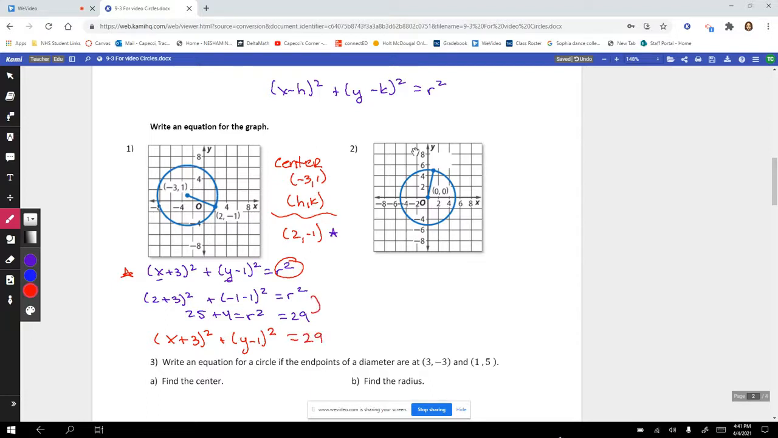Now 29 is r squared, and that's what our formula is right up here, so I don't have to take the square root of that. It's not asking me what the radius is. It's just asking for the equation.